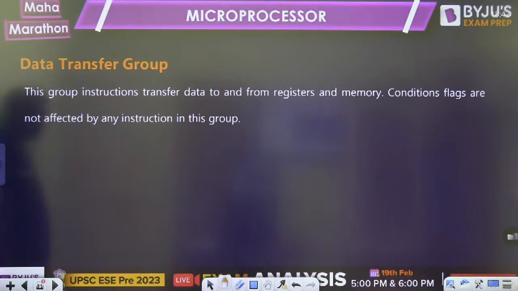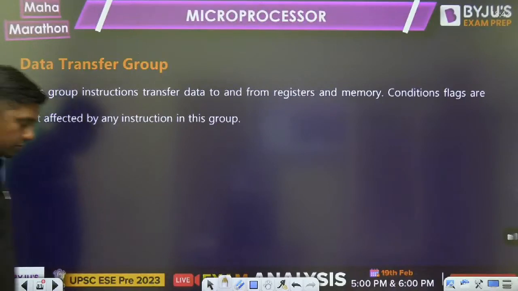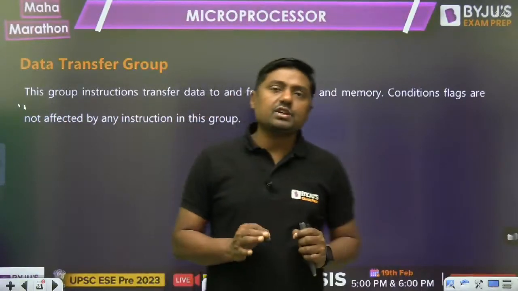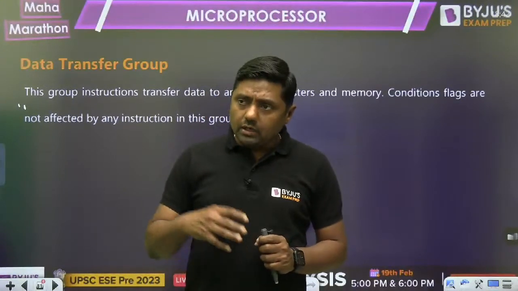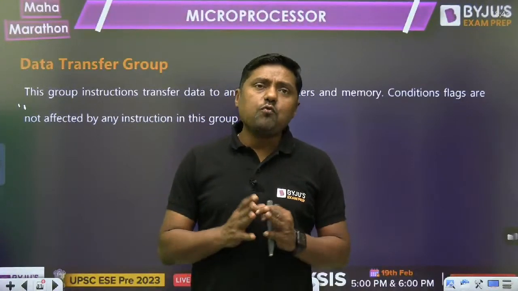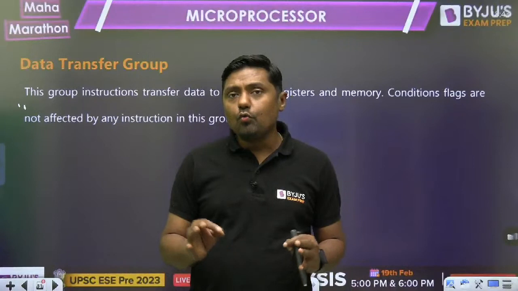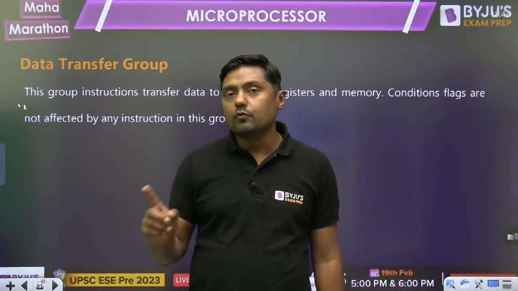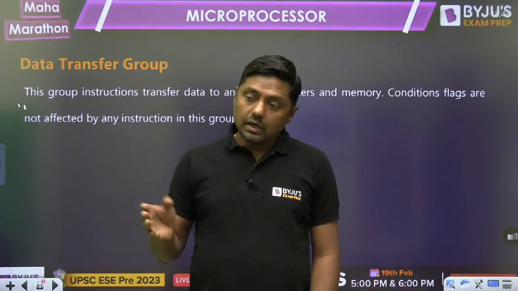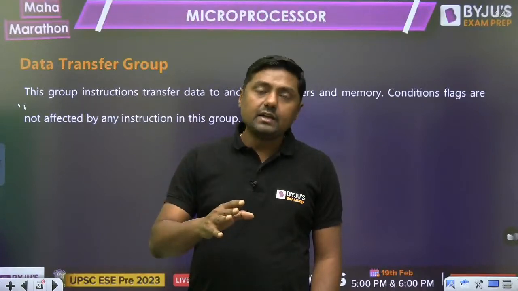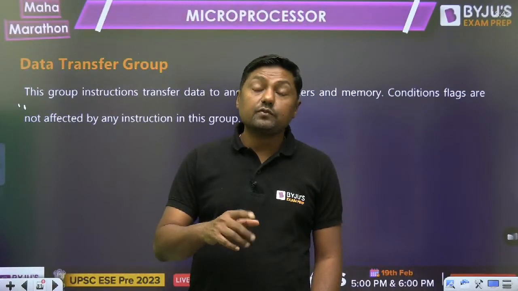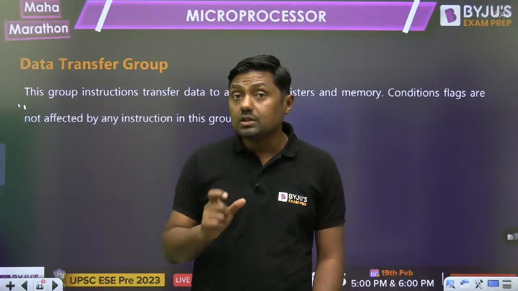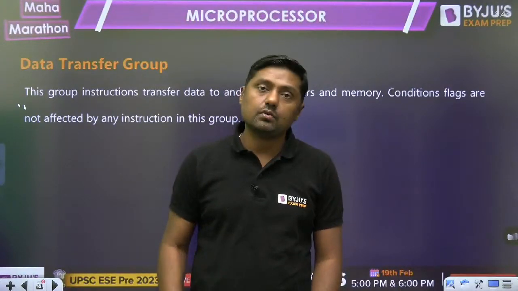Data transfer group. This group of instructions transfer data to and from the register and memory. Condition flags are not affected by any instruction in this group. So the most important thing is, when we are transferring the data, no flags will be affected because of the data transfer instruction. Even if the flags were modified before using the data transfer instruction, it will not change the status of the flag register, okay?